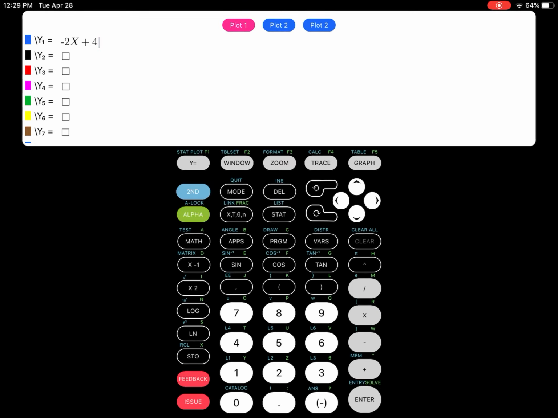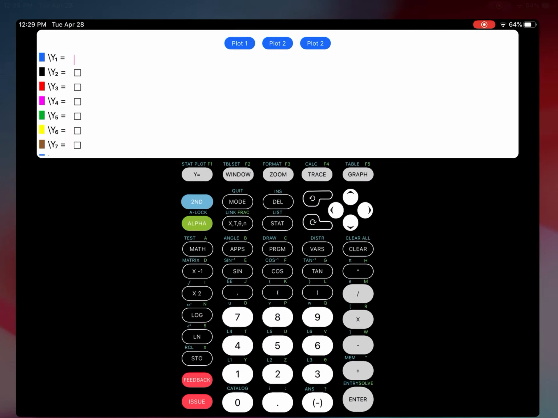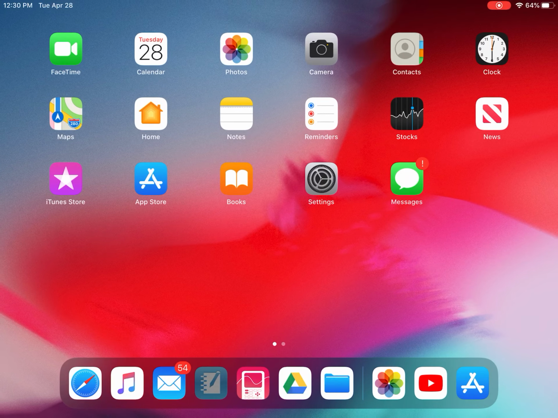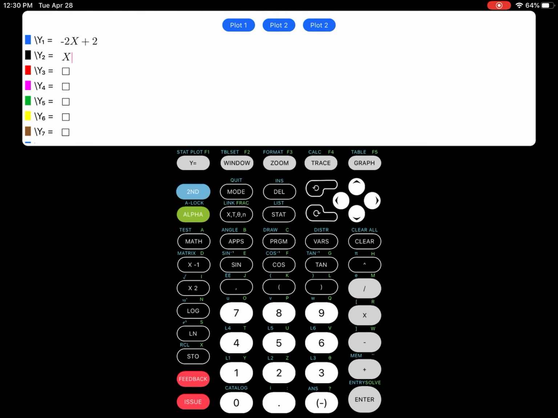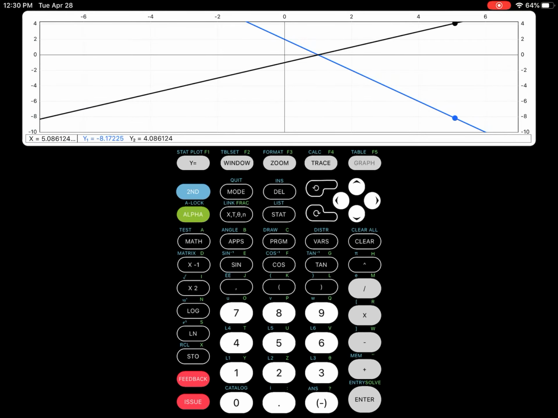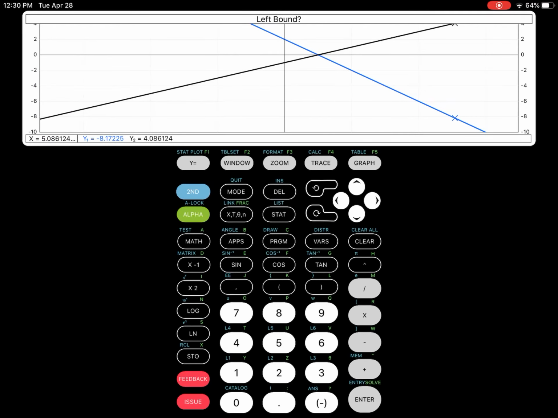So I'm going to go here, go to y equals, and clear out everything. There we go. -2x plus 2 and x minus 1. -2x plus 2, x, was it minus or plus? Minus 1. Hit the graph button. We should get our lines, and I want to do second trace, choice 5, intersect.